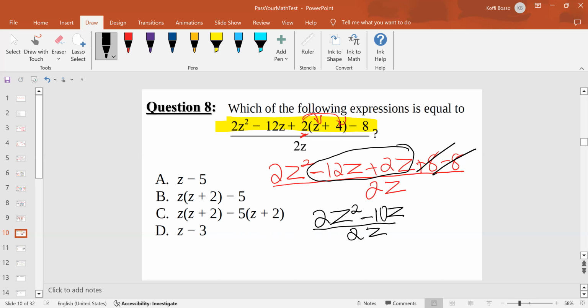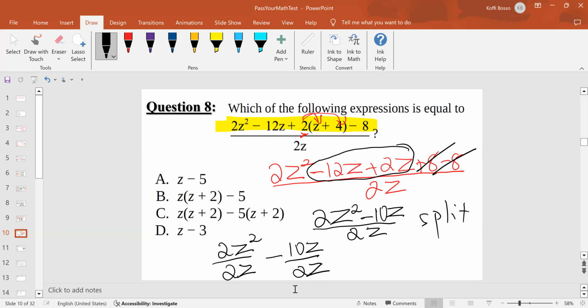Okay, it's not done yet. Now, we can split this fraction in 2. That means you can take 2z squared divided by 2z, minus 10z divided by 2z. Understand that this denominator, 2z, is for both the 2z squared and the negative 10z. That's why when I split, I have a 2z for each fraction's denominator.